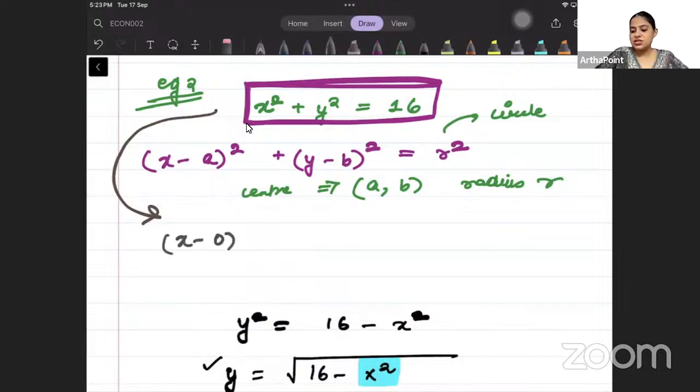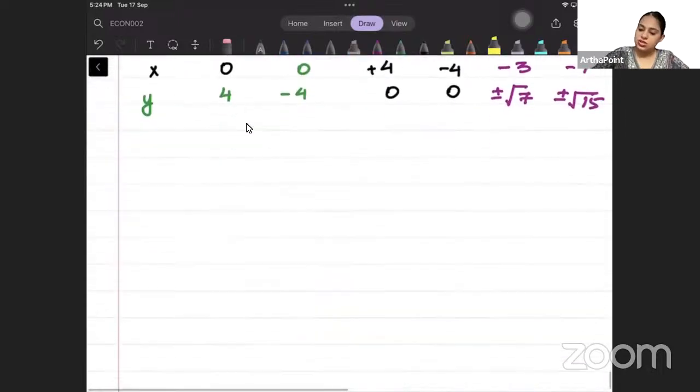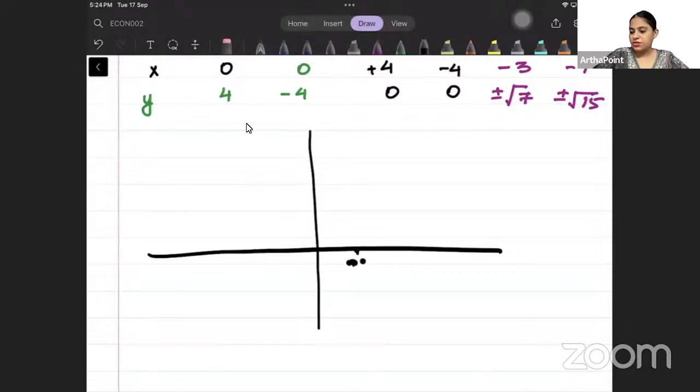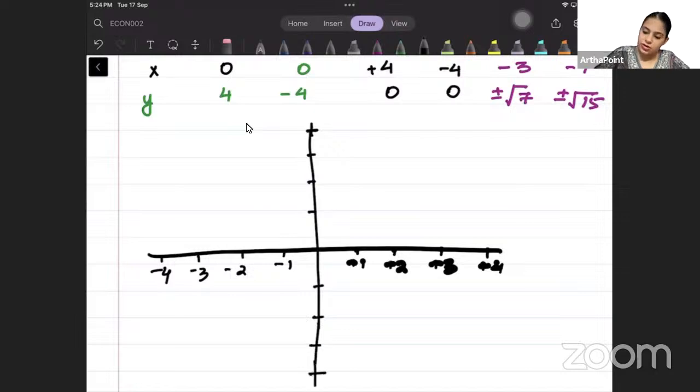This can be x minus 0 whole square plus y minus 0 whole square equal to 4 square. So the center of the circle is 0, 0. And the radius of the circle is 4. Okay, so how can we plot this beta? 1, 2, 3, 4. -1, -2, -3, -4. 1, 2, 3, 4. -1, -2, -3, -4.